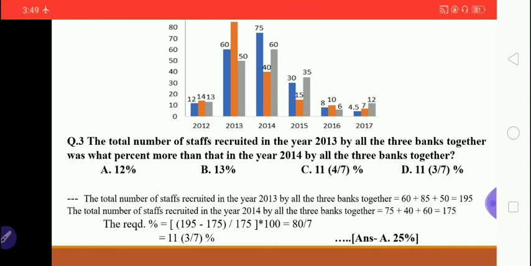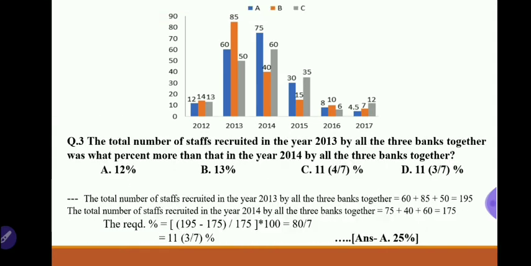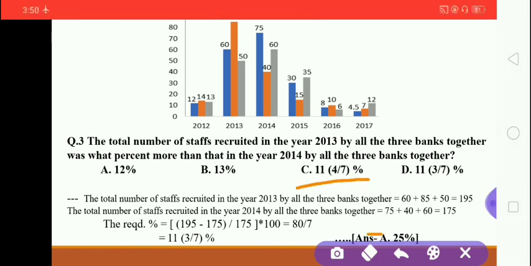So having calculated these additions, what is asked is: the total number of staff recruited in 2013 by all three banks together was what percentage more. That means the more value minus the lesser value, divided by the lesser value: 195 minus 175, divided by 175, into 100. That percentage comes to nearly 80 divided by 7, and that is nothing but 11 and 3 by 7. So that percentage is in option C. Therefore option C will be correct. Here I think the answer given is wrong, so option C will be correct.